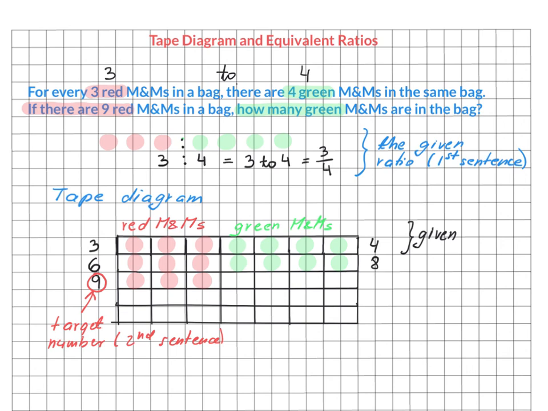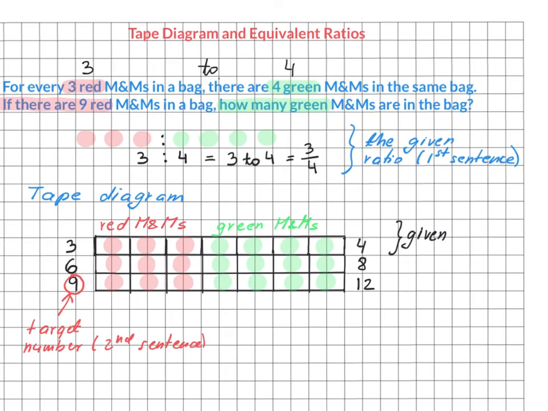The second sentence says, if there are 9 red M&Ms in the bag, how many green M&Ms are in the same bag? I don't need the rest, so I can delete the rest of the tape. I don't need them anymore. And I can now continue with green M&Ms. So I'm going to have 1, 2, 3, 4 green M&Ms. These 4 plus these 8 from above is going to give me 12 green M&Ms. And that is my answer. This is what I was looking for.